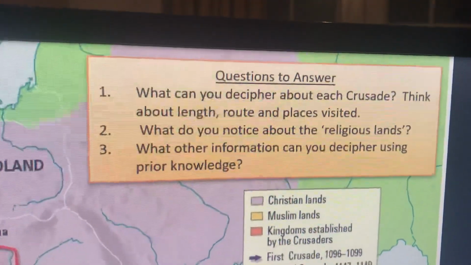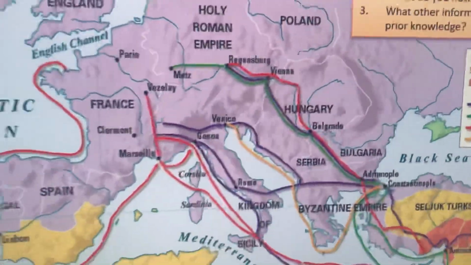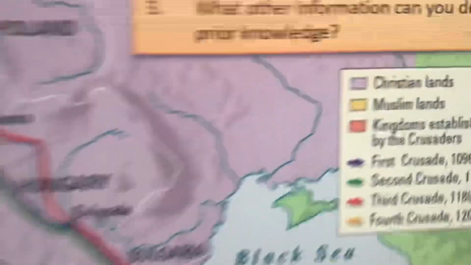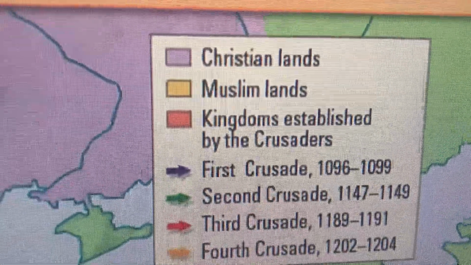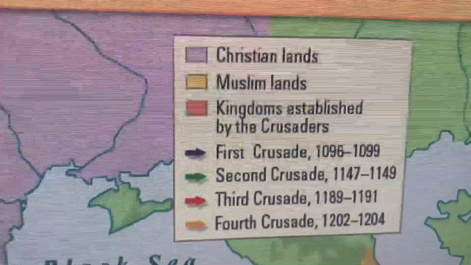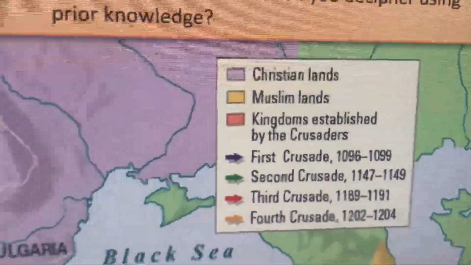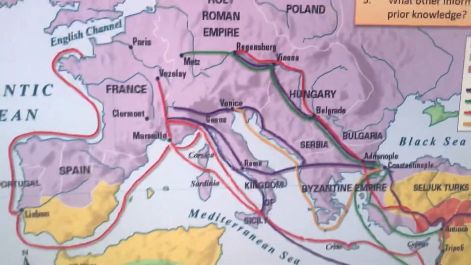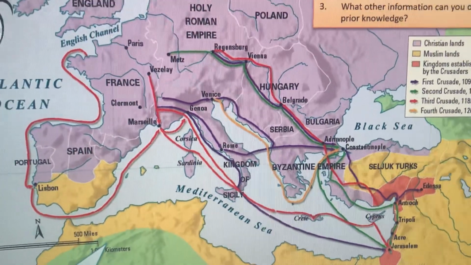What you want to do is look at each of the crusades. Each one is a different colour, which shows all the different crusades, and it gives you some more information. You can see that the purple route is the First Crusade, the one that Pope Urban II encouraged Christians to go on. Then you'll see the green, obviously second, third, fourth. These are the routes that were taken by the Crusaders at that time.